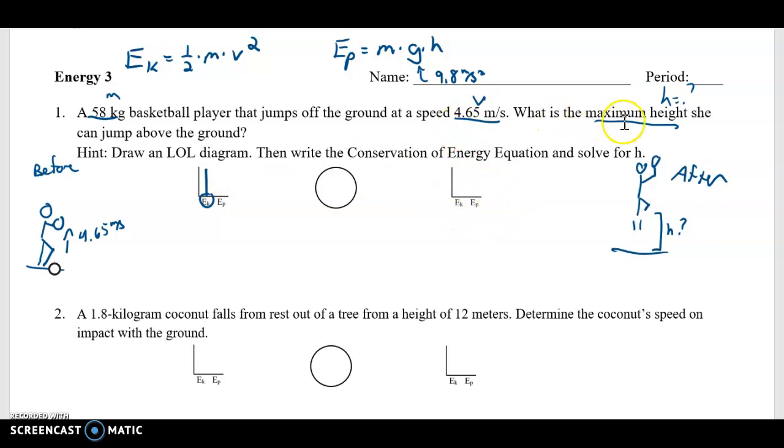Afterwards, though, she's going to go up in the air. And as she goes up in the air, her speed is actually going to slow down. So she's going to go up, slow down, slow down, slow down, and then she's going to come back down. But what this is asking is, what height does she get to at the very top of her path? If you remember, at the very top of her path, her velocity is 0, which means that her kinetic energy is 0. And now she has all potential energy.